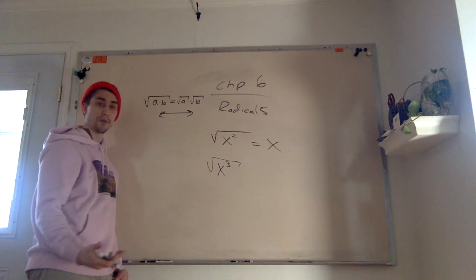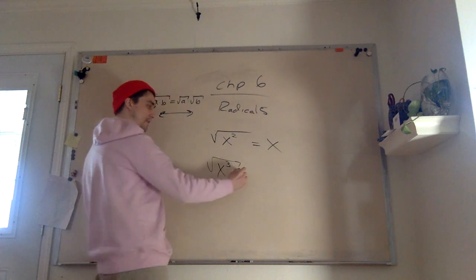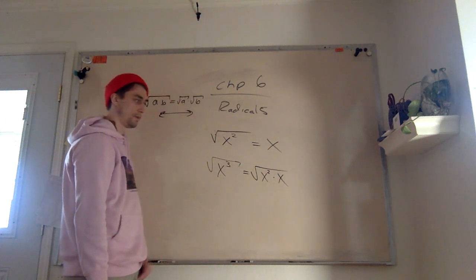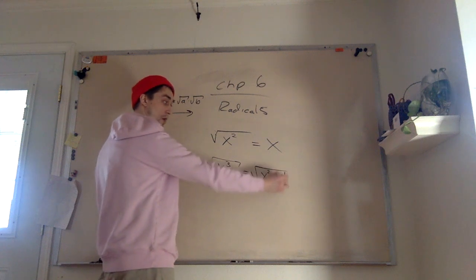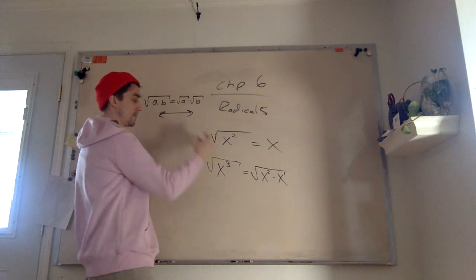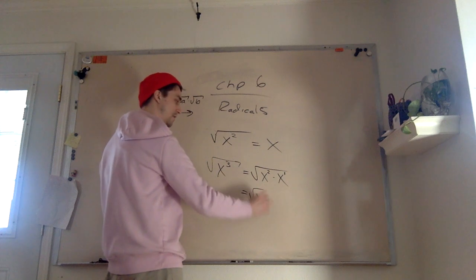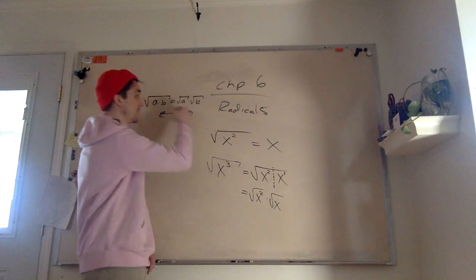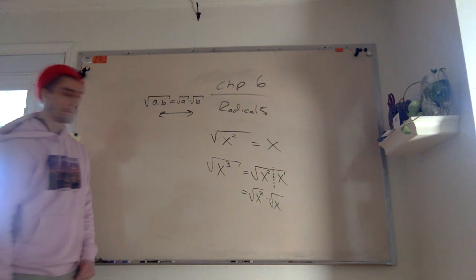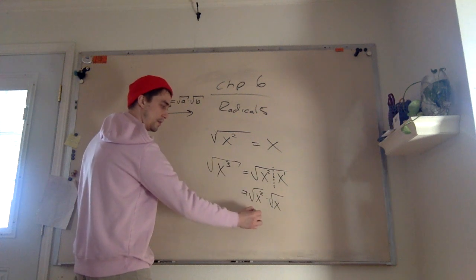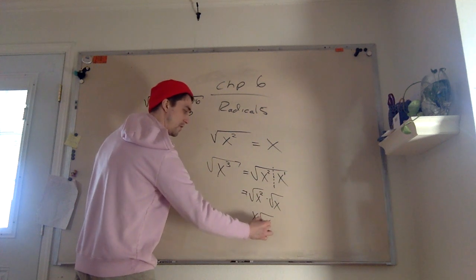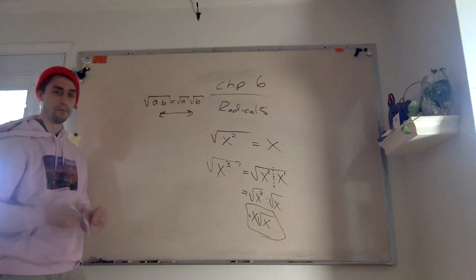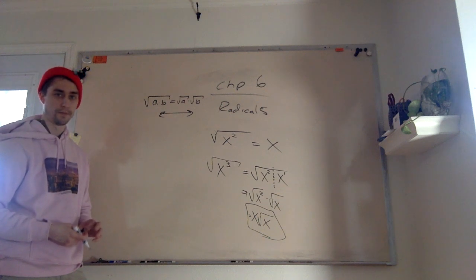Well, you can do a similar process where you write x cubed as x squared times x. X cubed is x squared times x, right? Then use this property to break this into the square root of x squared multiplied by the square root of x. Now we know that the square root of x squared is just x, and the square root of x, there's nothing you can do with that. So it's x multiplied by the square root of x.